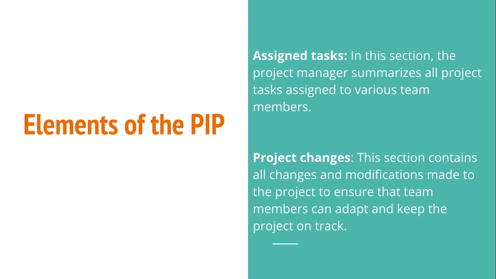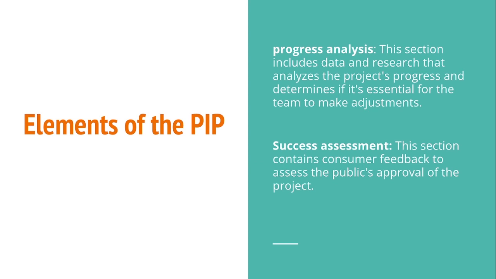In this section, you include changes that may occur to the project and modifications you may need to make to the projects to ensure that the team members can adapt or keep the project on track, and also ensuring that the project is on track and is achieving its objectives. Yeah. Then the progress analysis. In this section, you do data analysis, which you're actually evaluating the progress, which I talked about in step number 8. Yeah. You're evaluating your project, whether you're attaining your objectives, whether it's the success.